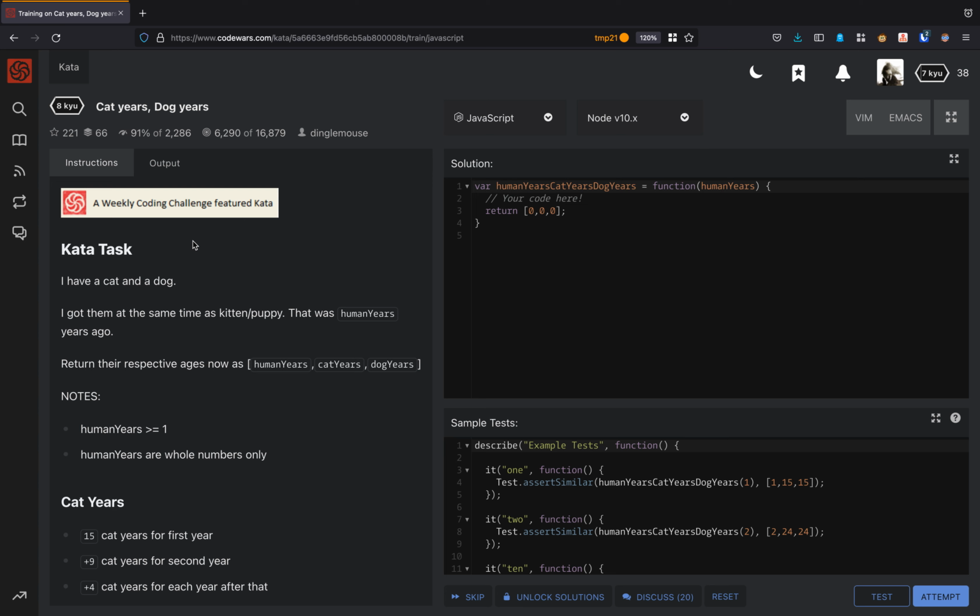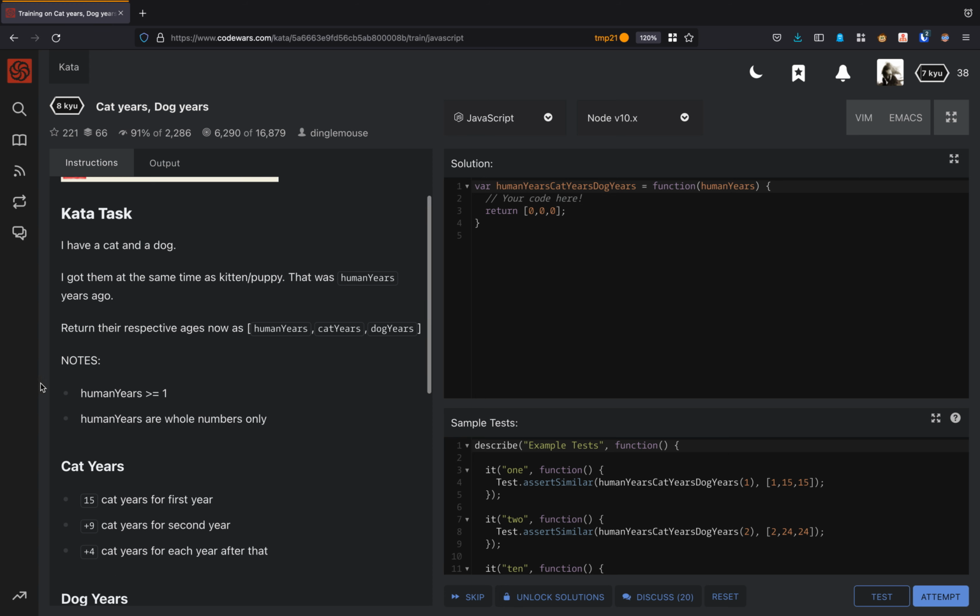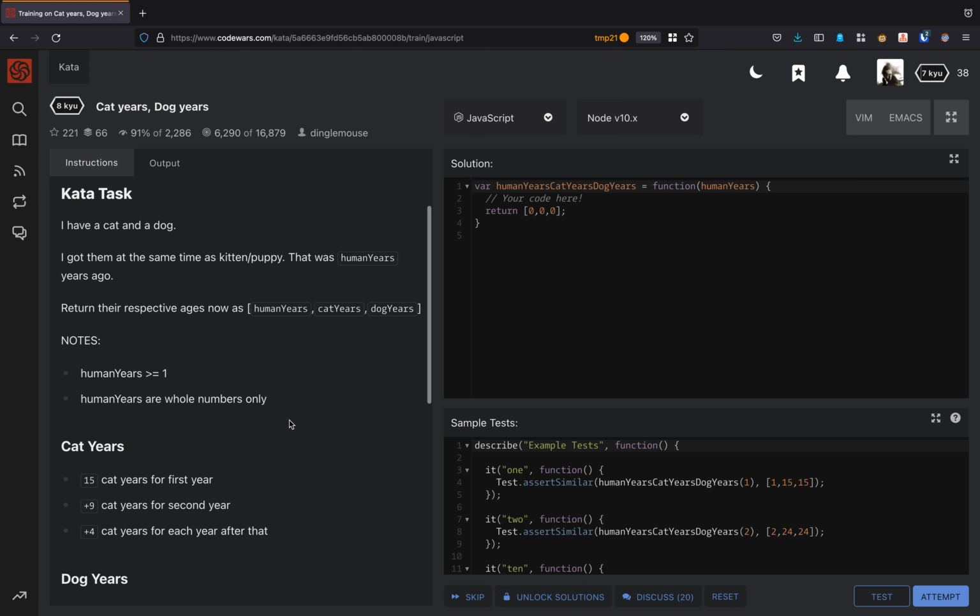I got them at the same time as kitten and puppy, and that was human years ago. Okay, return their respective ages now as human years, cat years, and dog years. Note, human years is greater or equal to 1, and human years are whole numbers only. Okay?